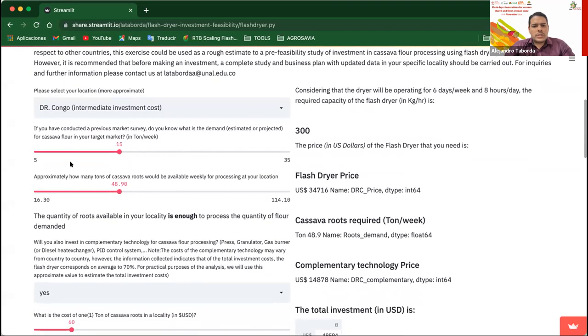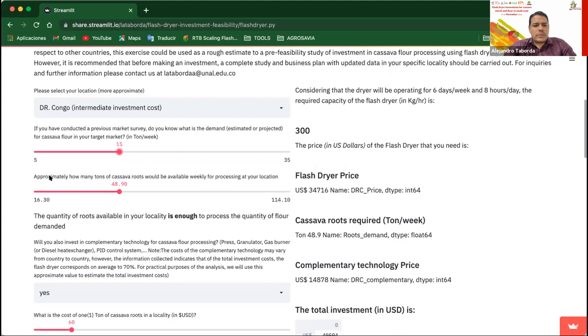First of all, you need to select the country, and the web tool also asks you for the quantity of cassava flour demand in tons per week. Suppose that you know how many tons per week your clients need you to provide, and you select in this bar the quantity that you need to produce to sell these tons of cassava flour.